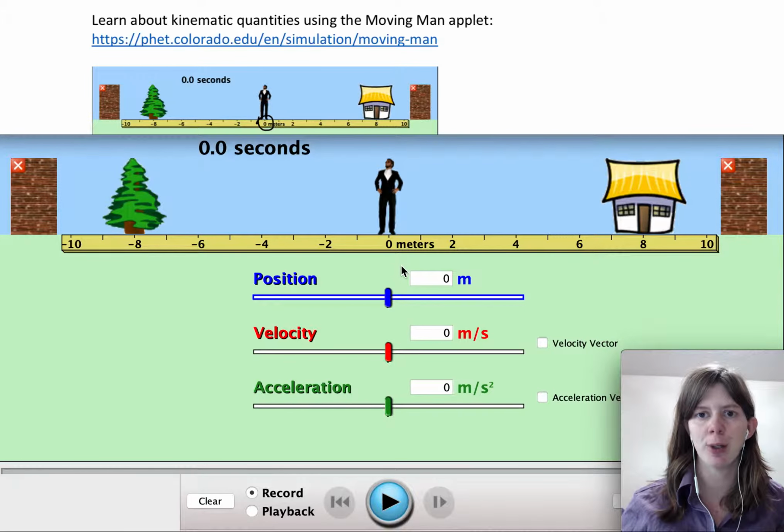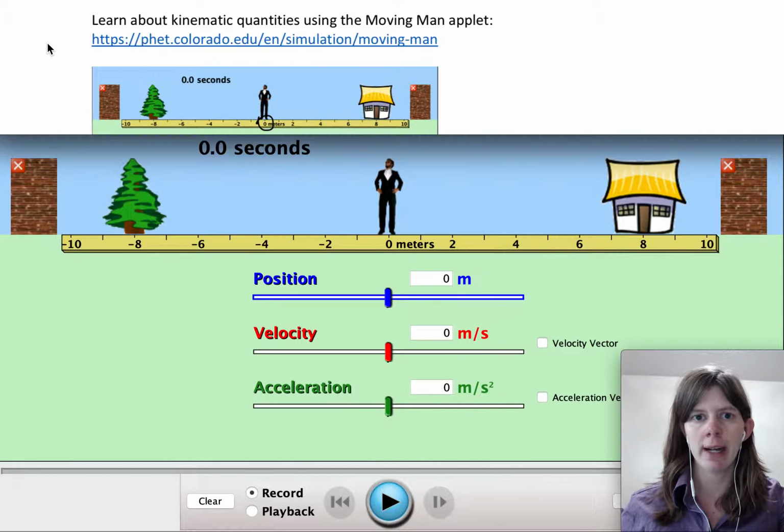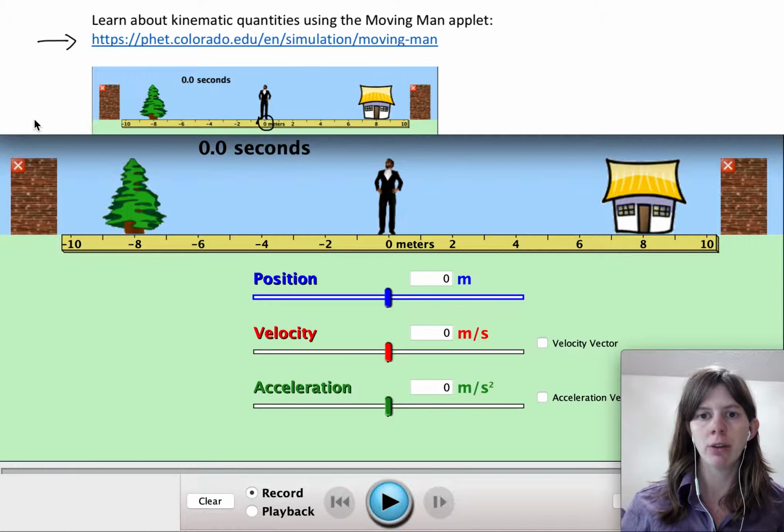Hello, this is video number 6, the Moving Man video. In this video, I like to use this applet here, which you can download for free from this website here, and you can play with it too. And I like to use it to give a quick introduction about some of the kinematic quantities that we're going to be using in this course and in the following videos.